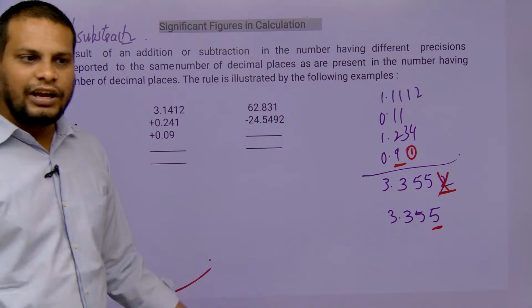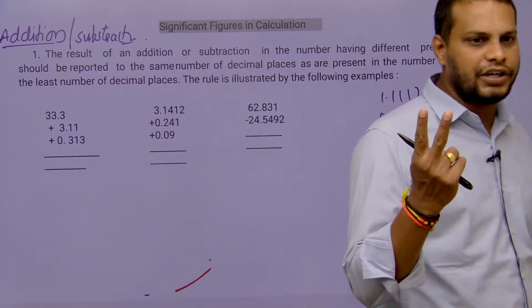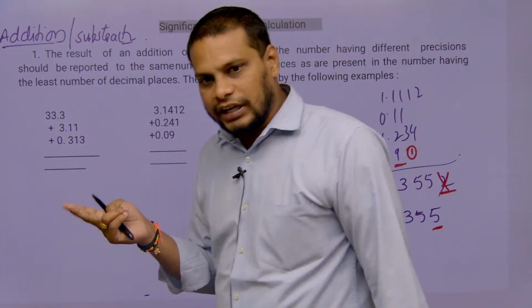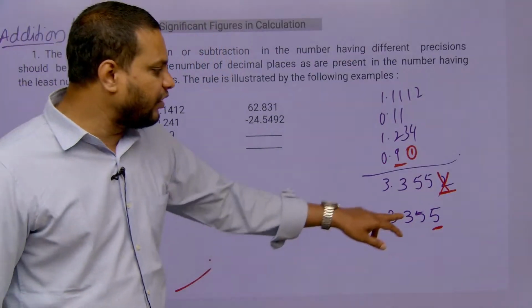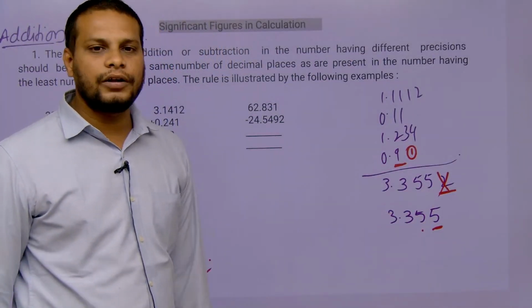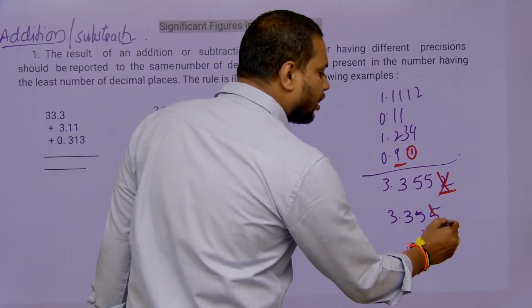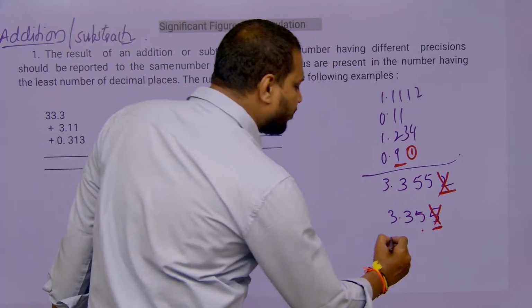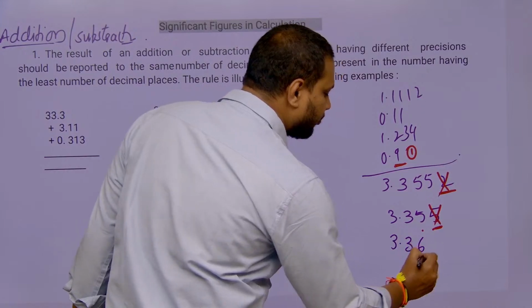Okay, last digit equal to 5. Equal to 5, we have two conditions, odd and even. So is the preceding number even or odd? Odd. So odd means we have to cut down the last digit and make the previous number plus 1. So 3.36.